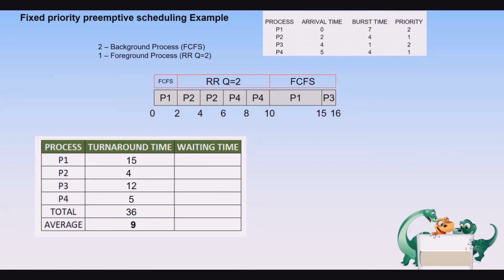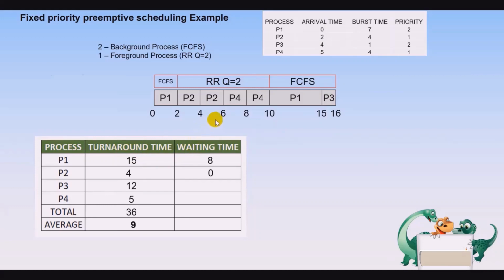Alright, now let's take the waiting time. Starting with P1 waiting time, initially it never waited, at 0, but it was preempted at 2, and therefore resumes its operation at 10. So 10 minus 2 is the waiting time for P1, so that would be 8, minus 0, so that would be 8. Now for process 2, the waiting time here is at 2 milliseconds. So 2 milliseconds minus the arrival time of 2 results in 0.